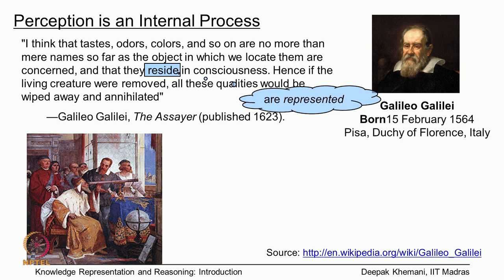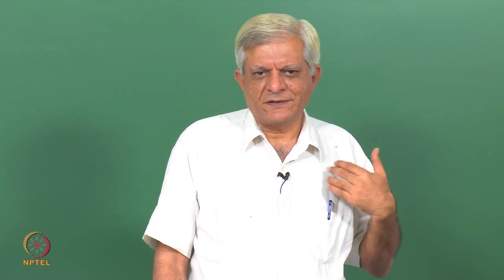He says that taste, odors and colors and so on are no more than mere names as far as the object in which we identify them is concerned. So, if I see you wearing a red t-shirt, then that red is a name, it is a concept which I have, and they reside in our consciousness. So, they are represented in our consciousness. Hence, if the living creature were to be removed, all these qualities would be wiped away. The fact that I see your shirt as red is something to do with me.